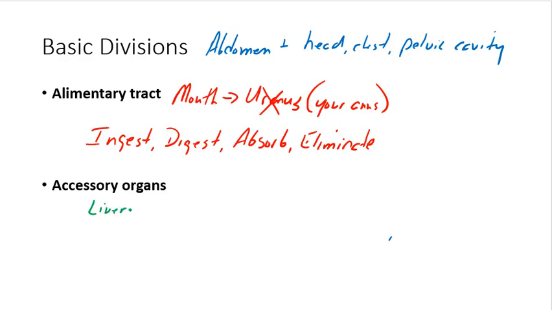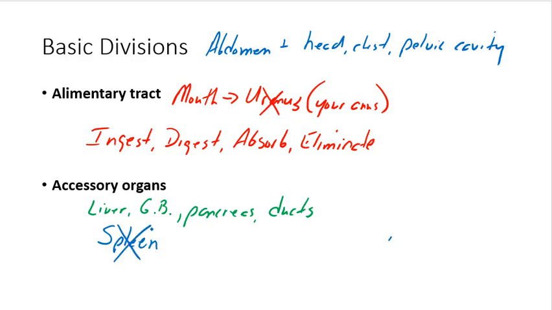The other division includes the accessory organs attached to that tube. Their primary function is to aid in digestion. They are the liver, gallbladder, pancreas, and some ductwork. I'm not sure why, but your book lists the spleen in the digestive section, but it's just a neighbor. It has no digestive functions.